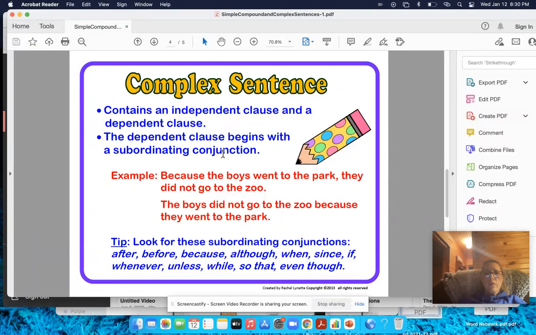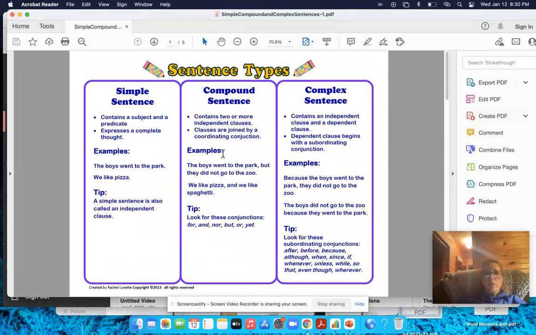So these are the three different types of sentences: simple, compound, and complex. Now you're going to use this to help you complete some work in IXL.